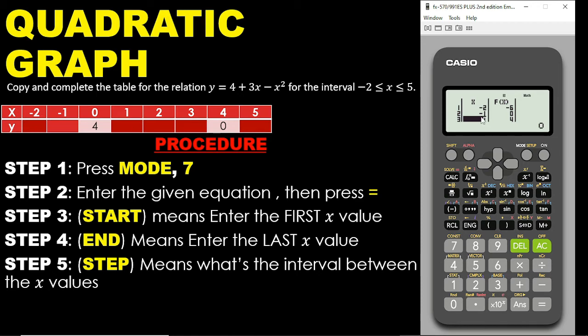Then the next one, when x is -1, y is 0. So when x is -1, you write 0 here for the y. Then let's go down still. So when x is 0, y is going to be 4. When x is 0, y is 4. So 4 is here already.